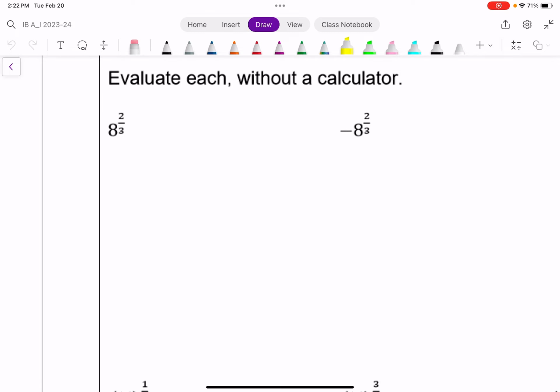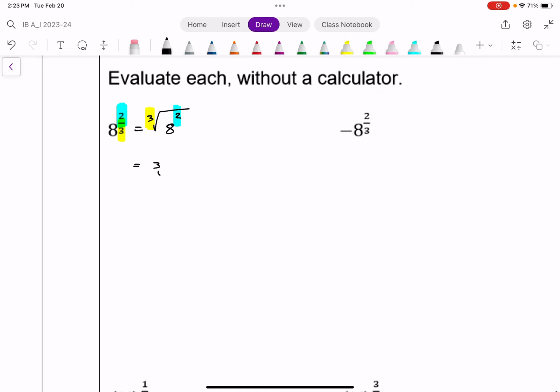But in general, what does the power of 2/3 mean? Well, it means one of two things that are equivalent. This means 8 to the power of 2, but also cube rooted, the cube root of 8 to the power of 2. The denominator tells me the type of root, and the numerator tells me the power here, which is the same as the order doesn't really matter.